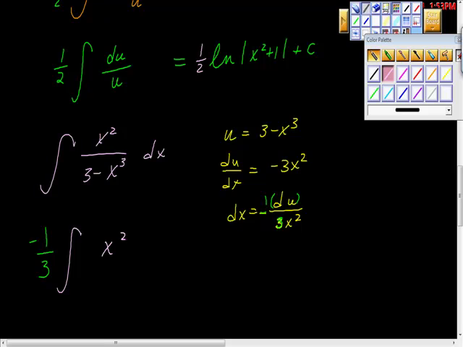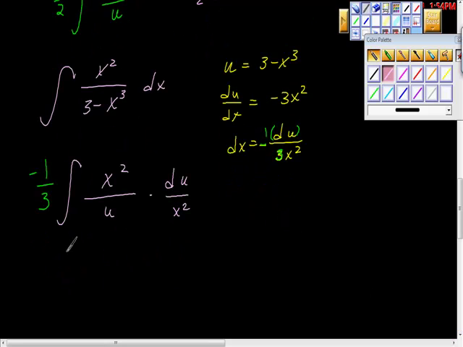Then we'll do our substitution, x squared over u times du over x squared, the x squareds cancel. This is getting good, isn't it? Can you see it? ln, what was our function? 3 minus x cubed, plus c. Is that good?